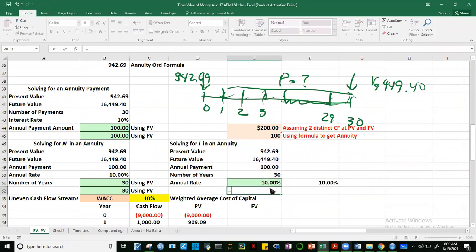So whether we use rate, NPER 30, comma, PMT is 100, comma, PV is negative. So the same, no? So this one is using future value. This one is using the PV.